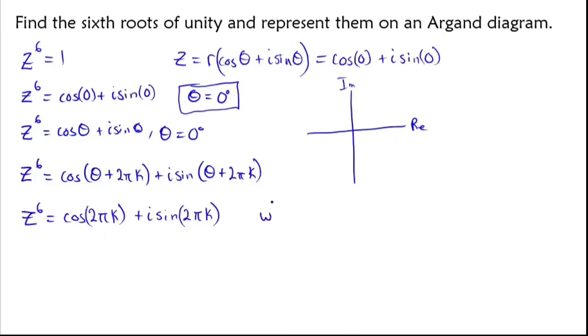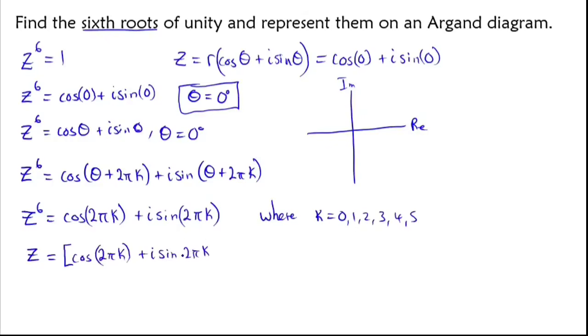So first of all, k is just the list of positive integers. And in this case, since we want 6 roots, we'll say k is equal to 0, 1, 2, 3, 4, 5. This gives us k having 6 values. So to get rid of this power 6, I'll say z is equal to open bracket, cos 2 pi k plus i sine 2 pi k, and all this is raised to the power 1 over 6, because I raised both sides to the power 1 over 6 so that it cancels out.